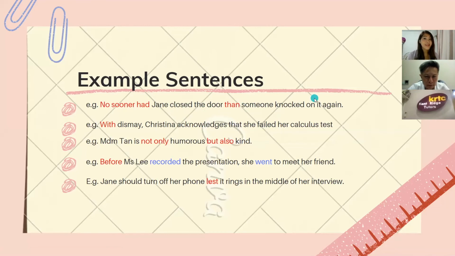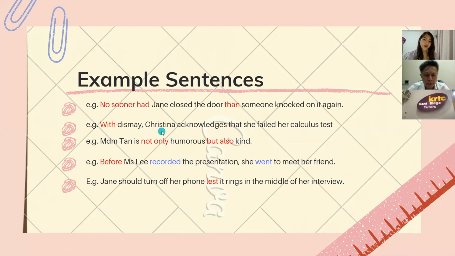Someone knocked on it right after. Okay, and then in the question blank, it probably says no sooner had blank than blank. So this is how you combine it together, knowing that they happen in the same sequence. Okay, she closes the door, then someone knocks on it. Okay, you fill it in accordingly. What about the next one?